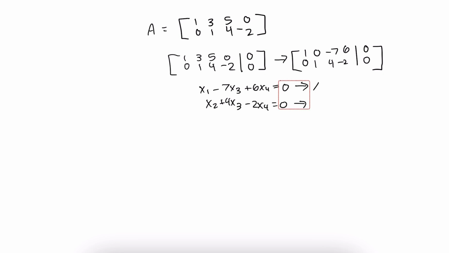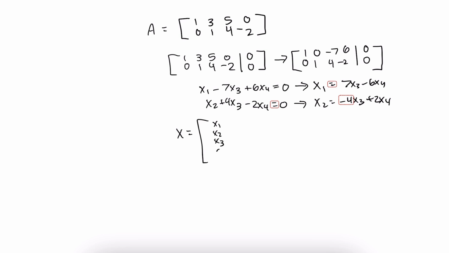So if we isolate it, we see that x3 and x4 are free variables, but if we isolate x1 and x2, we get 7x3 minus 6x4, and x2 is negative 4x3 plus 2x4. So now we can write the entire solution vector. And again, it's just going to be 7x3 minus 6x4, negative 4x3 plus 2x4, and then x3, x4.